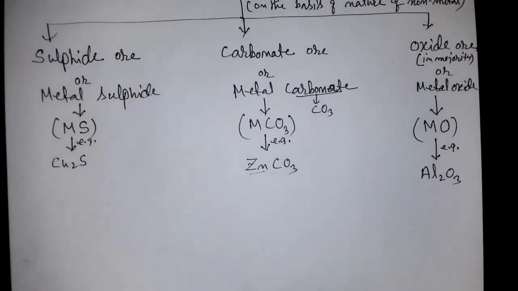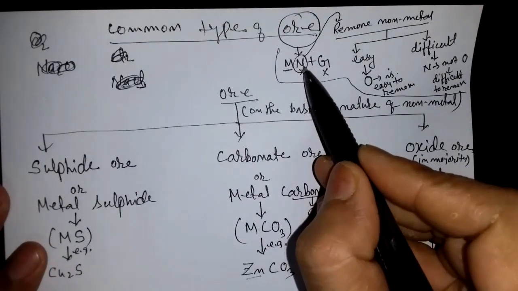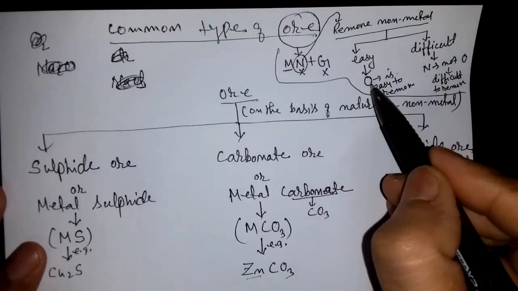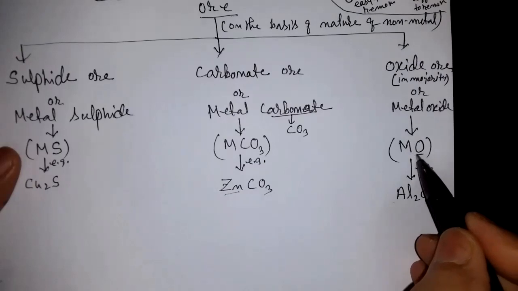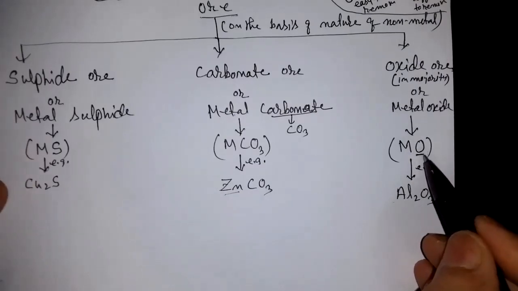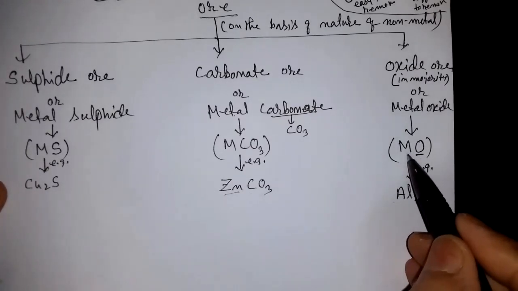Now, out of these three types of ore, we know in which case it is easy to remove the non-metal. We discussed here that the non-metal will be easy to remove if your non-metal is oxygen. That means if your ore is oxide, then this oxygen can be removed easily. When we say easily, it means profitably also, so that we can get the metal with profit.